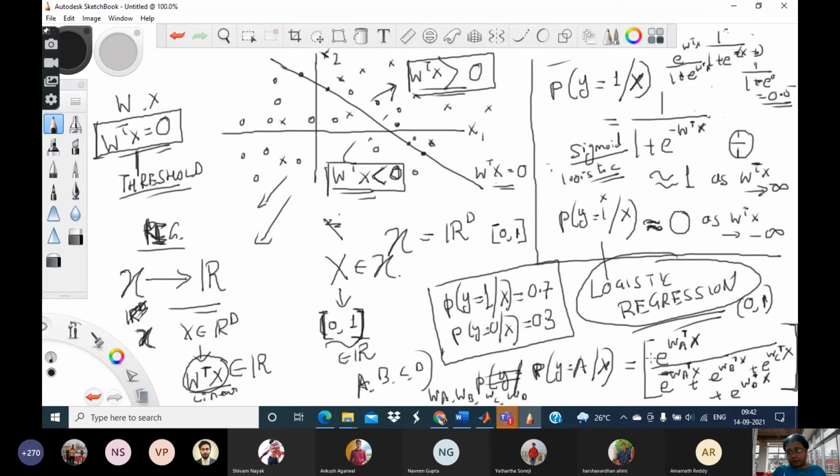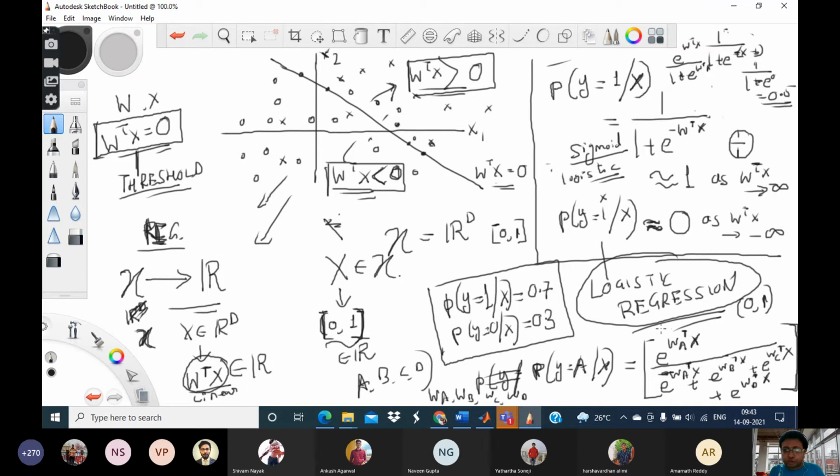Just like in this case, you could say that this probability is proportional to e to the power w transpose x, here also you can say that the probability of being in any particular class is proportional to e to the power w of that particular class transpose times a. And then the proportionality constant is defined accordingly. I hope this matter is clear.